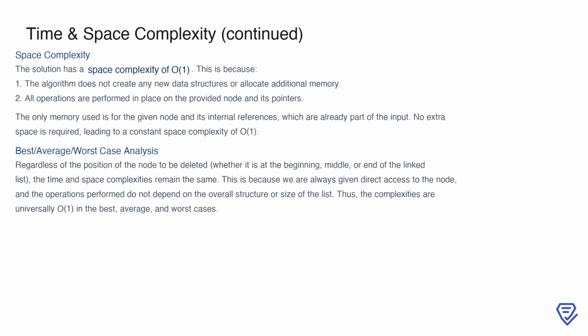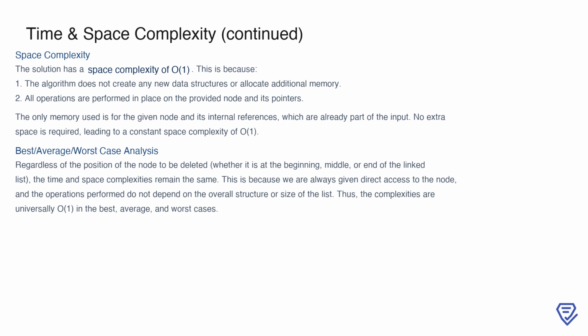Now, let's discuss the space complexity. The space complexity of this solution is O(1), or constant space. This means that the algorithm does not require any additional memory allocation or creation of new data structures. All the operations are performed in place directly on the provided node and its pointers, using only the memory that is already part of the input. As a result, no extra space is used.